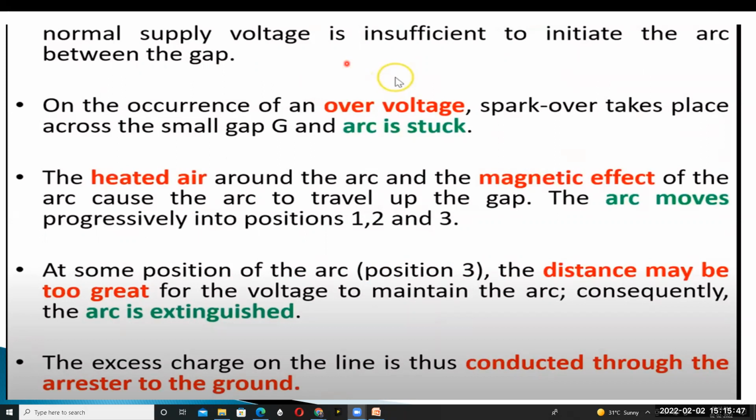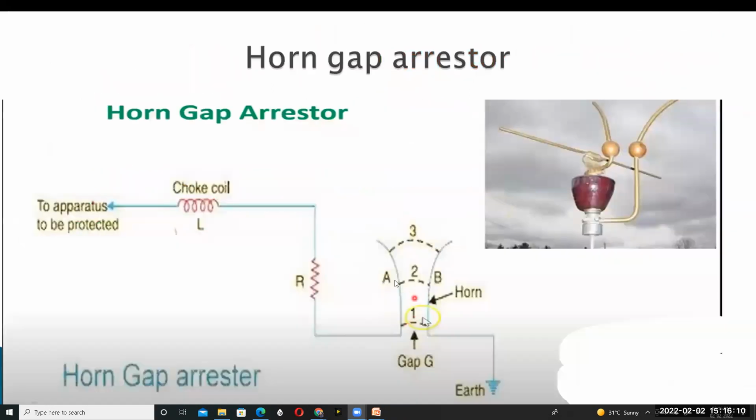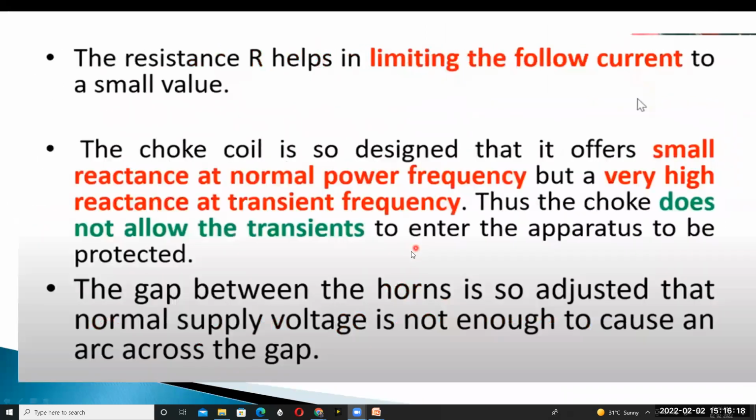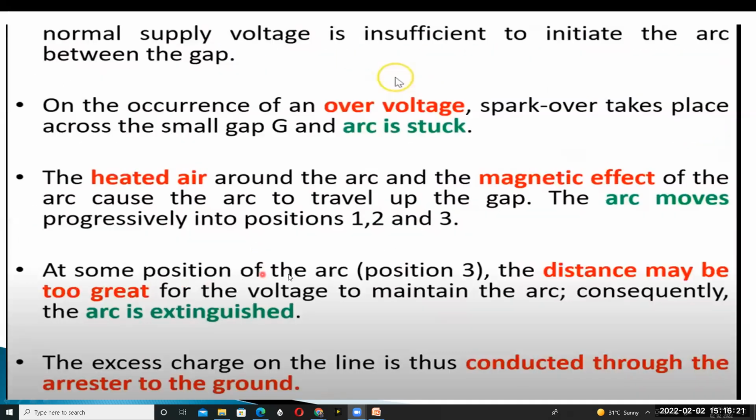In the occurrence of an over voltage, spark over takes place across the small gap G, and an arc is struck. The heated air around the arc and the magnetic effect of the arc cause the arc to travel up the gap. The arc moves progressively into positions 1, 2, 3. First here, then here, and then finally the arc will be removed.